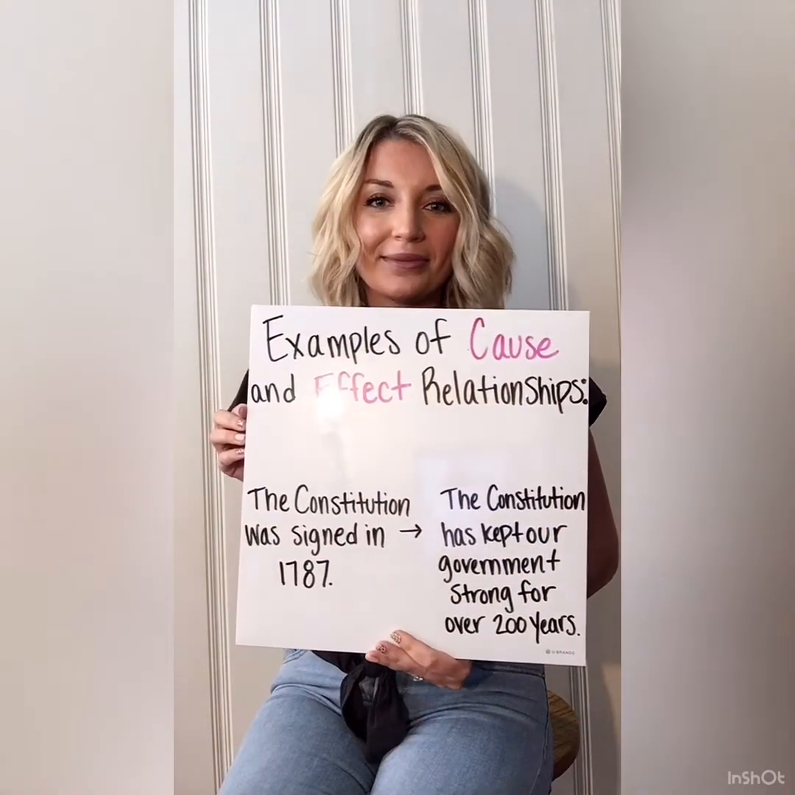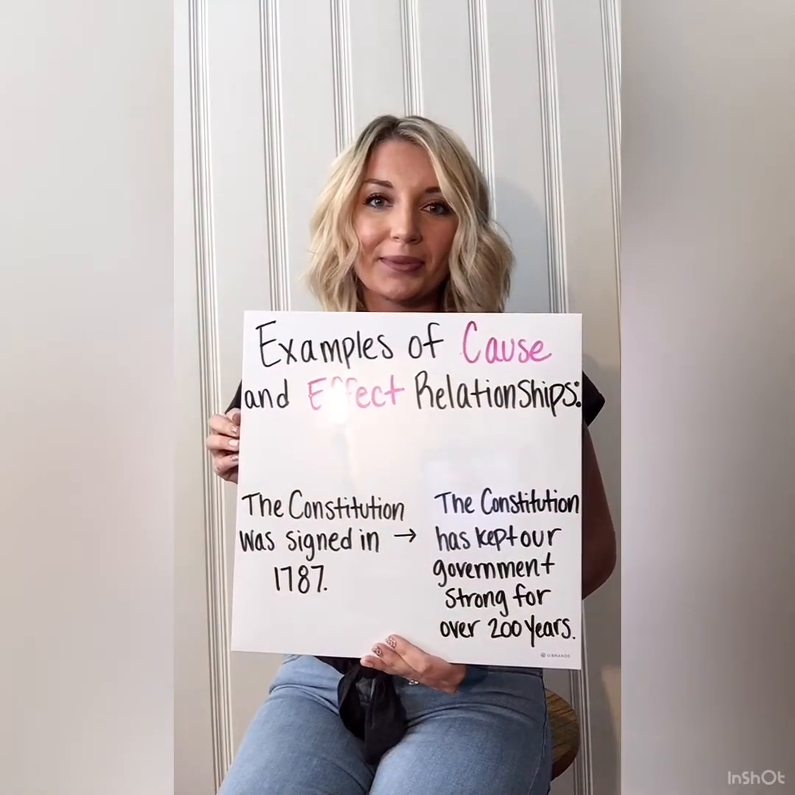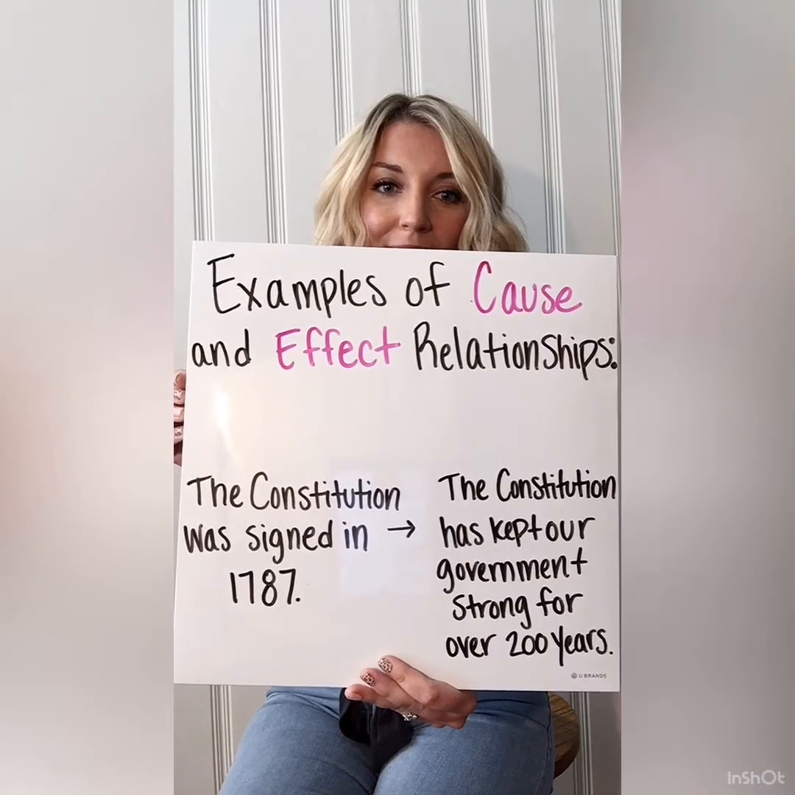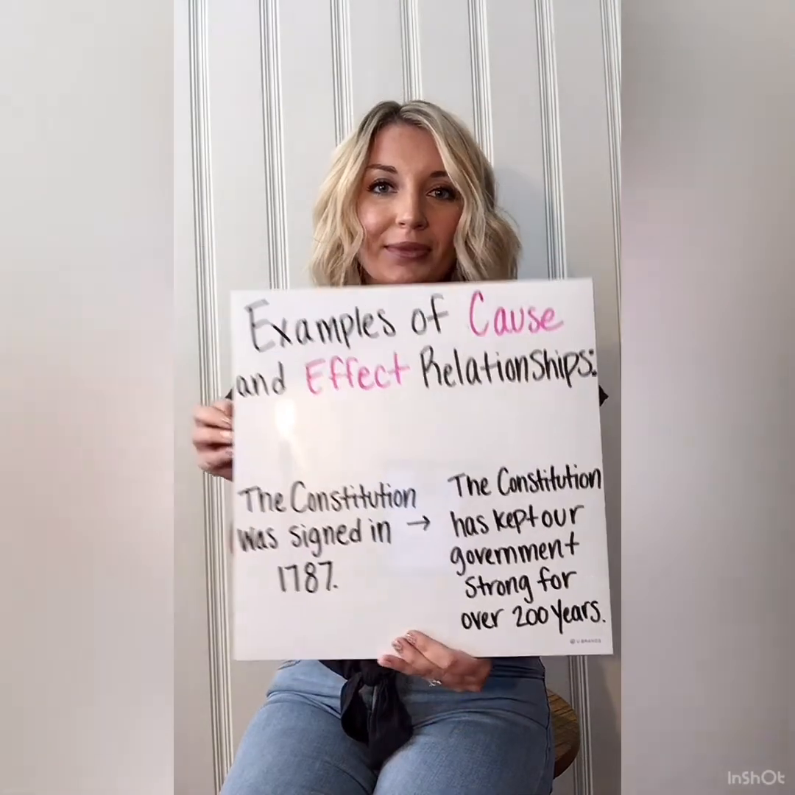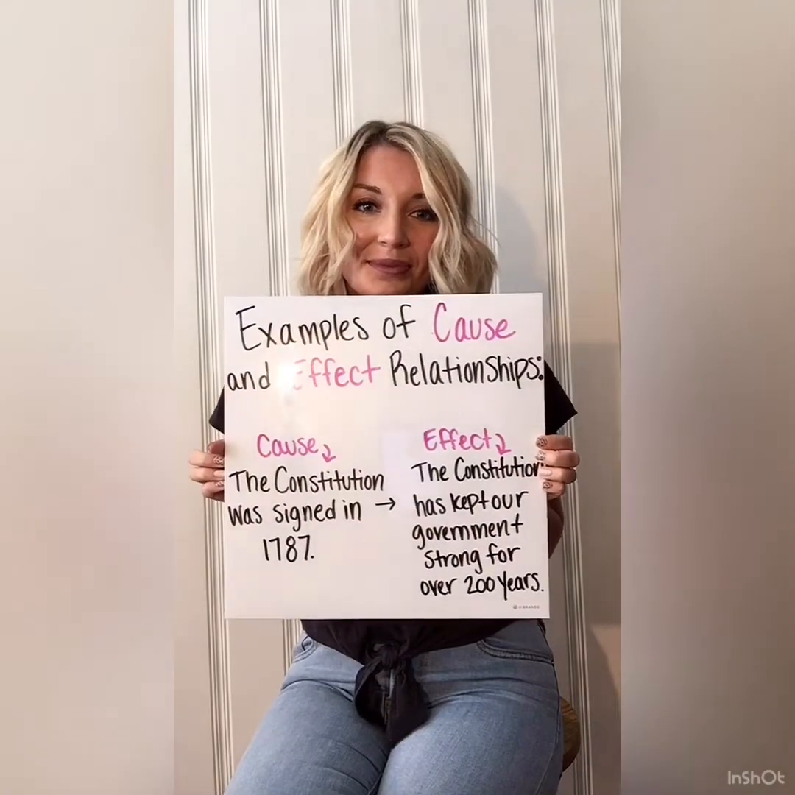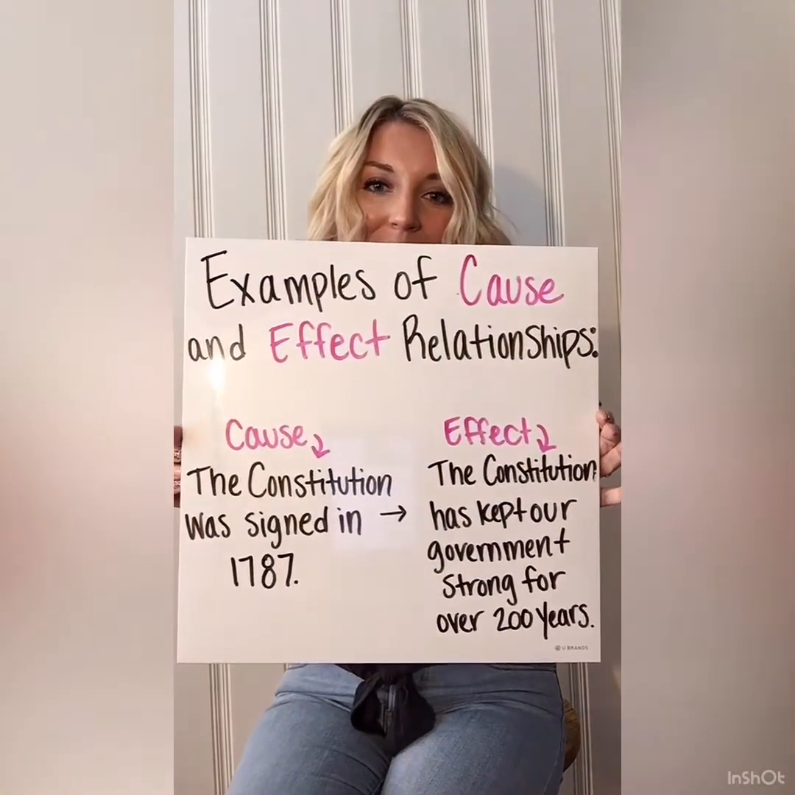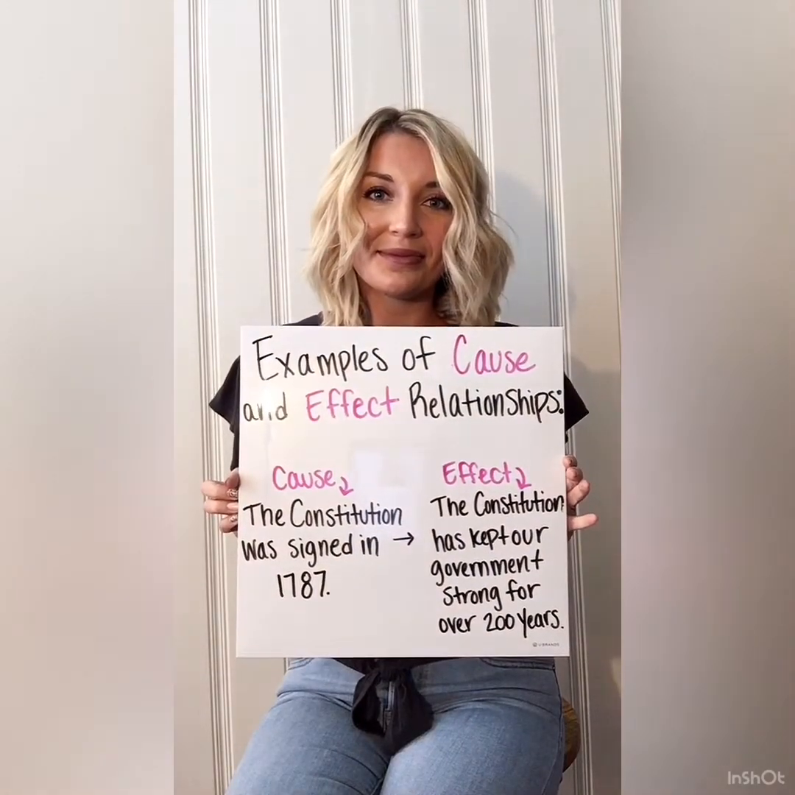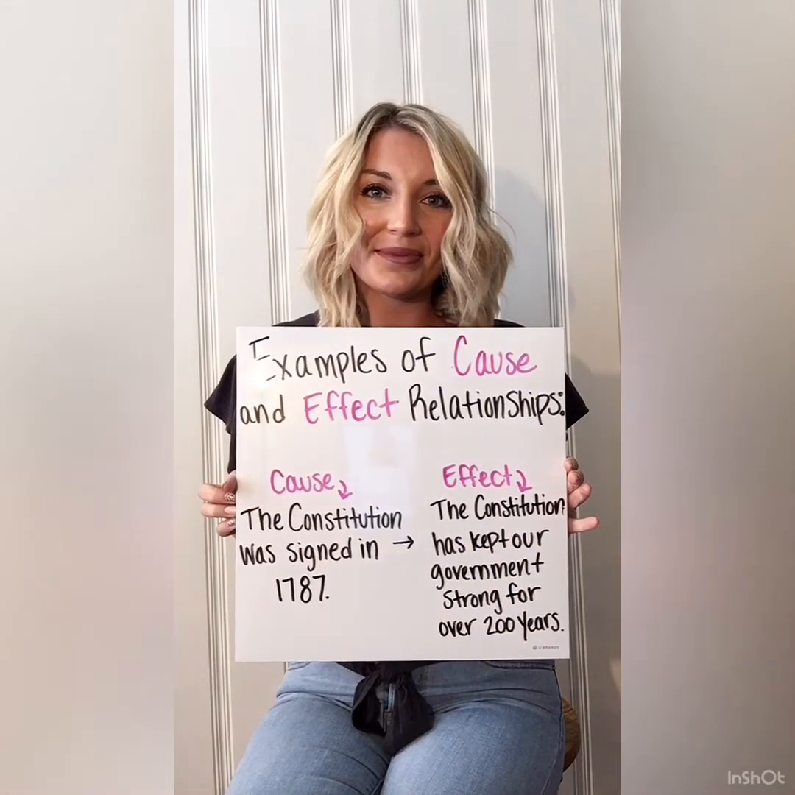Let's use an example we've talked about this week. The Constitution was signed in 1787, and the Constitution has kept our government strong for 200 years. Which is the cause and which is the effect? The cause, the Constitution was signed in 1787, is what happened for the effect, the Constitution has kept our government strong for 200 years, to happen.